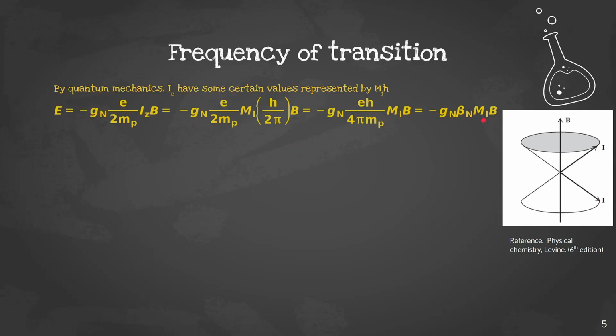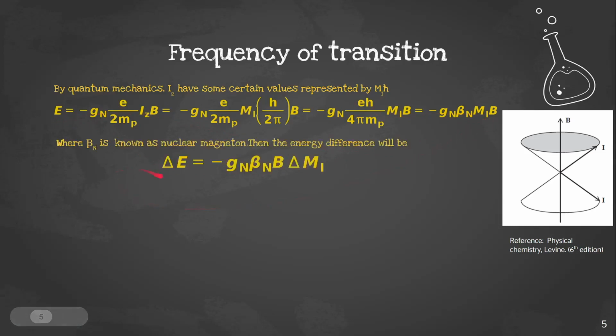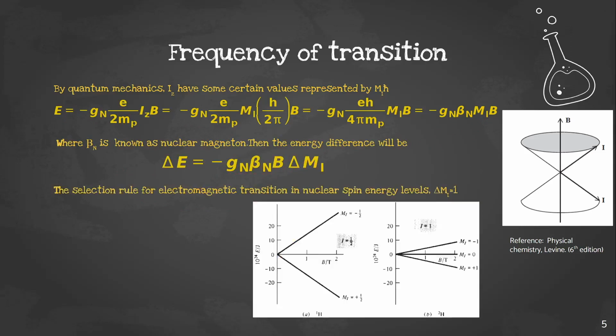So if we want to find the energy difference, del E becomes minus Gn beta n B into del mi, where del mi is the difference between the two consecutive states. Now, if we go through different I values, let's say for I equals half, the consecutive states are mi plus half to mi minus half. So del mi in this situation will be equal to 1. If we go to I equals 1, in this situation also it will be mi plus 1 to 0 to minus 1, so the consecutive states have a del mi difference of 1.